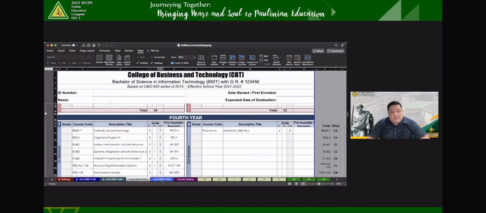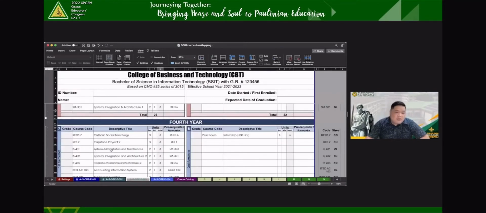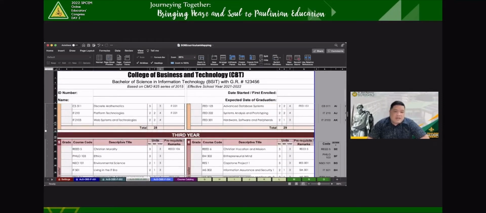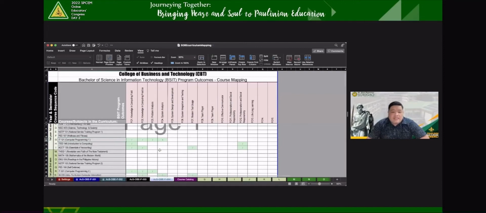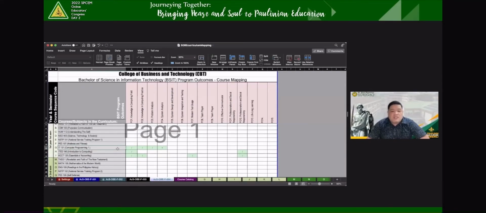The next sheet will be the mapping. Because we have already set our subjects or courses in the prospectus as well as our POs, we can now do the mapping of the subjects and the POs. This matrix explains that indeed these subjects actually contribute to these program outcomes. For example, IT 121, Computer Programming 1: the program chair identified PO 1, 2, 3, and 4 as the POs contributed by IT 121. For Introduction to Computing, PO 1 and PO 12. For Accounting Essentials, PO 1, 2, 7, and 12.